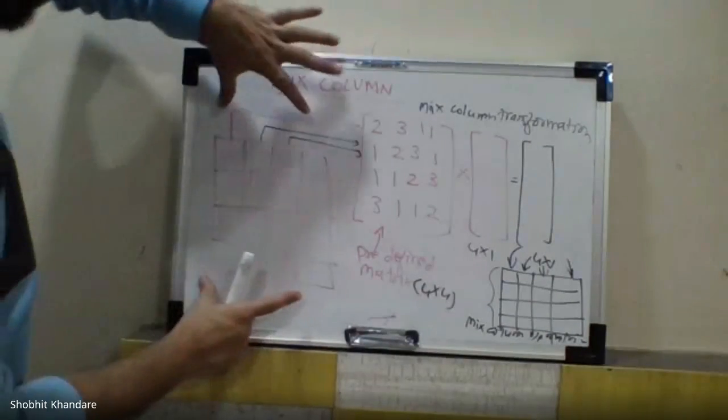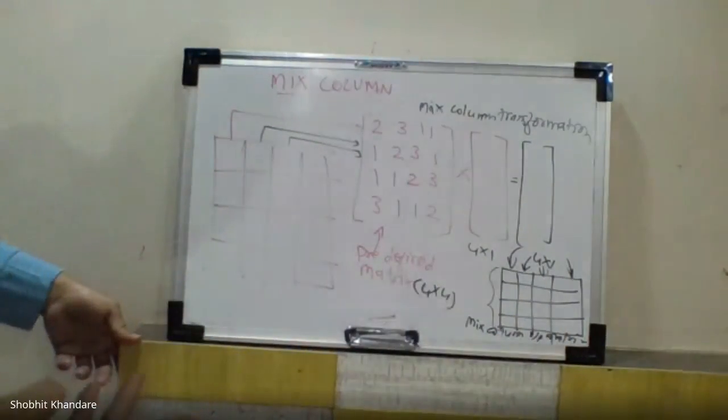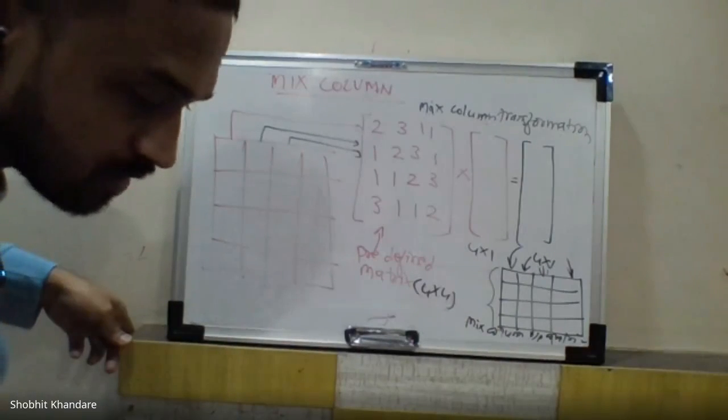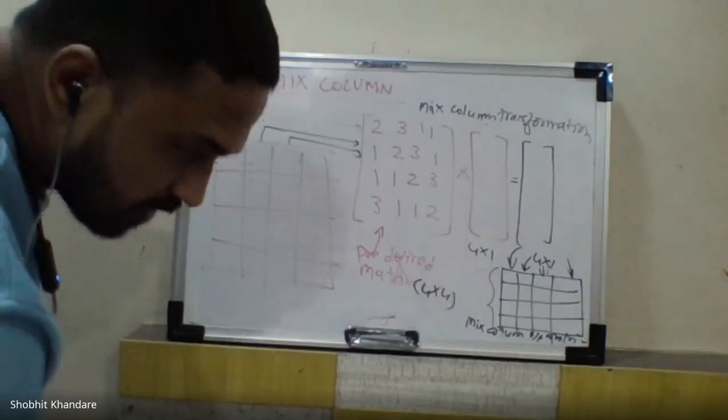Now this is the input to the mixed column and this is the output of the mixed column. Now this output of the mixed column will be given to where? It will be given to the add round key. Okay, will be given to the add round key. So please write down the heading, all of you write down the heading.